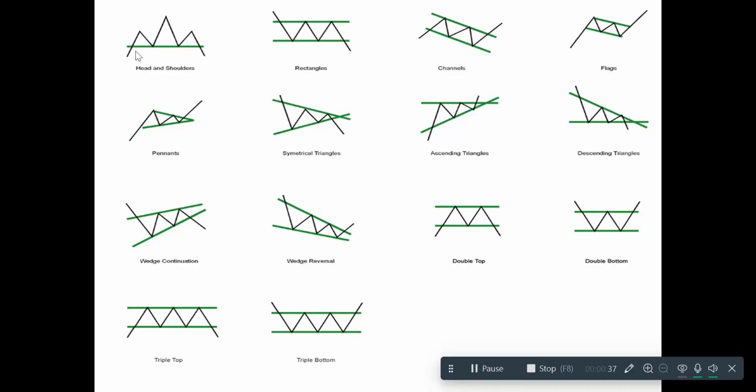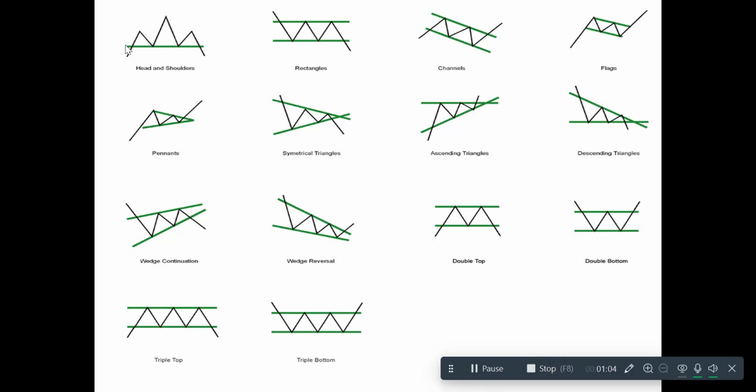Price forms a head. This is a very popular chart pattern. It has a head and two shoulders. Usually, the shoulders may not be equal. In some cases, you may have a perfect textbook head and shoulders. What this depicts is a possible trend reversal or possible trend continuation, depending on where you find it.